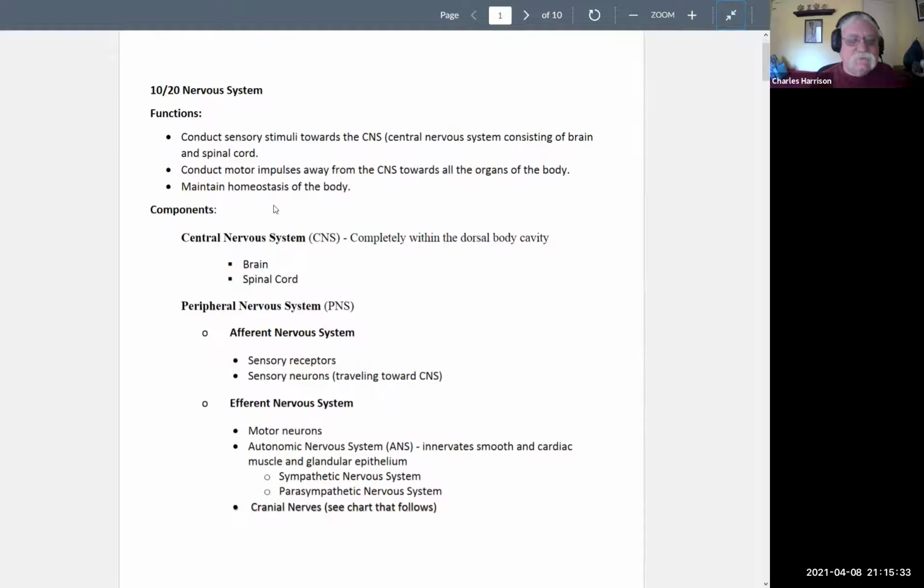Okay, functions of the nervous tissue. They're exactly what you would expect. Conduct sensory stimulus: touch, heat, cold, pain. Those are all sensory stimuli. So is light, and so is sound. To conduct sensory stimuli toward the central nervous system. And of course, that means the brain and the spinal cord.